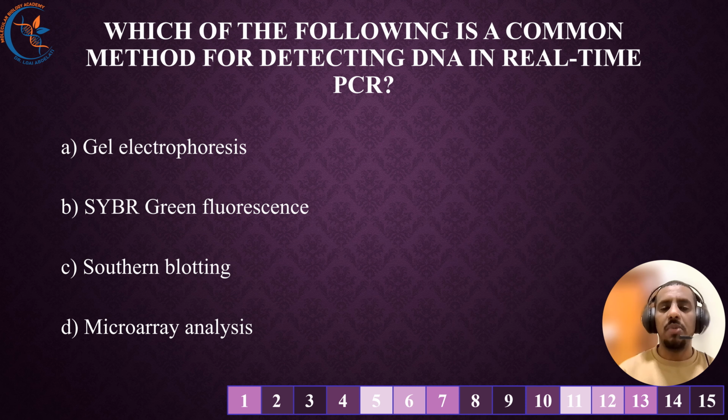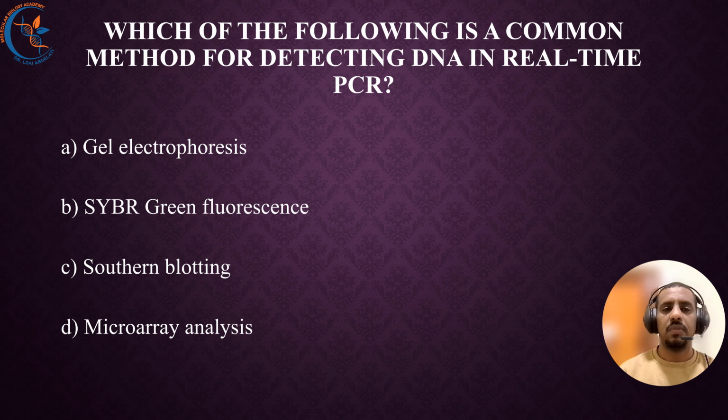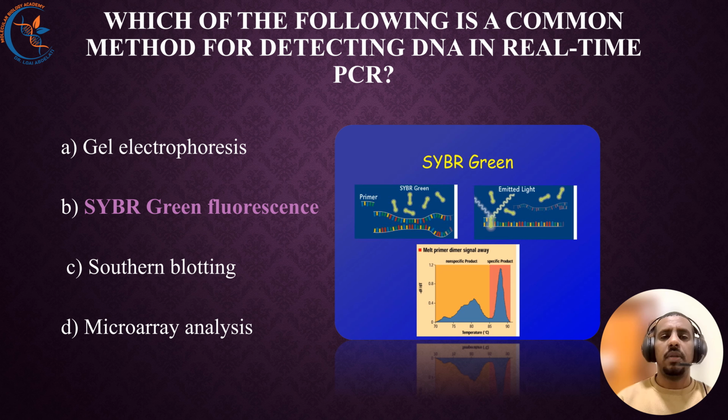Next question. Which of the following is the common method for detecting DNA in real-time PCR? The correct answer is SYBR Green fluorescence. SYBR Green binds to double-strand DNA, emitting fluorescence proportional to the amount of amplified DNA in qPCR. All right, let's move on.